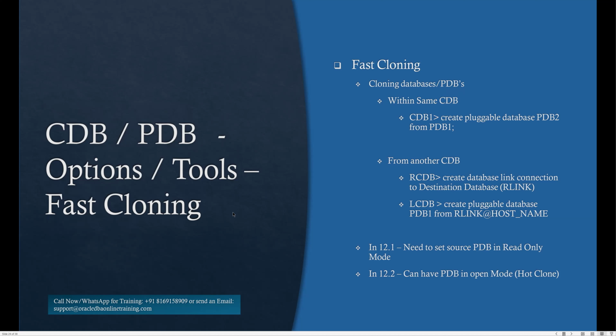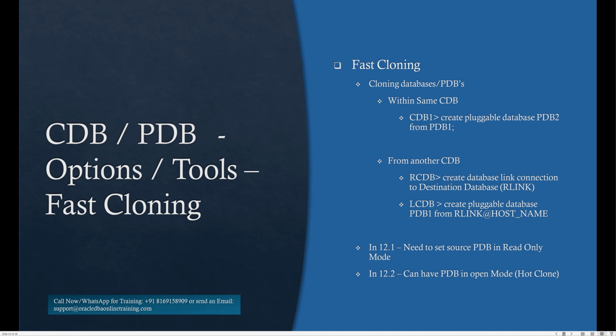So the next option is fast cloning. The container database also supports fast cloning. In case of fast cloning, if you are on the same container, you can execute create pluggable database. Suppose you want to create a new PDB named PDB2, you can do that with the help of an existing PDB. Here PDB1 is already present in the container database. From that, you are creating the fast clone with the name PDB2. So this is happening within the same container database.